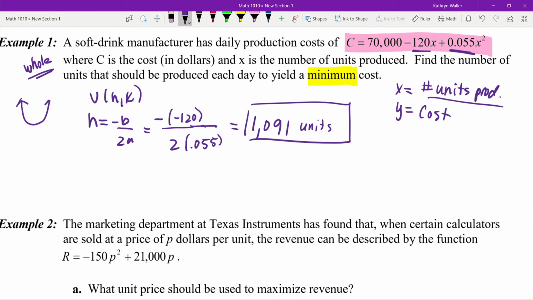They want units produced that's going to minimize the cost. Units produced is X. So they're asking you for the X coordinate of the vertex, of the minimum.